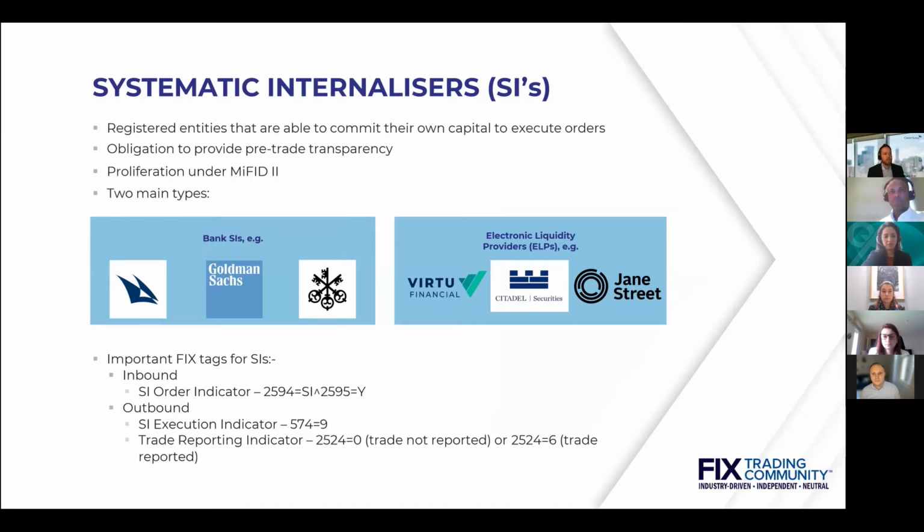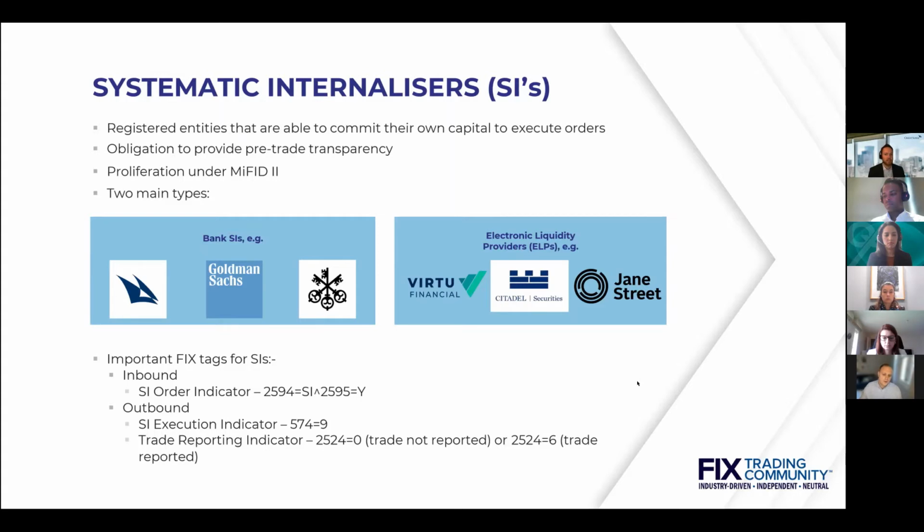So we've heard the term systematic internalizer or SI a couple of times. What exactly are they? So SIs are registered entities that are able to commit their own capital in order to execute orders. The SI concept was created under the original MiFID regulation back in 2007. And any entity registered as an SI has an obligation to provide pre-trade transparency by publishing public quotes for all liquid stocks that they are an SI in.